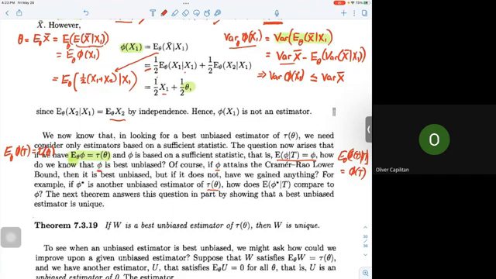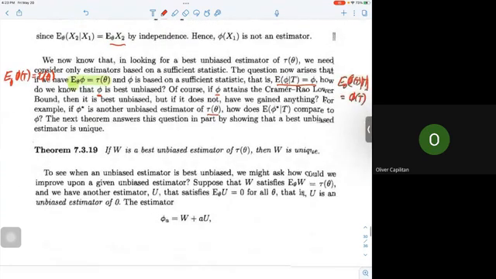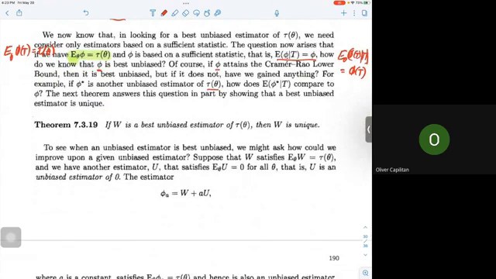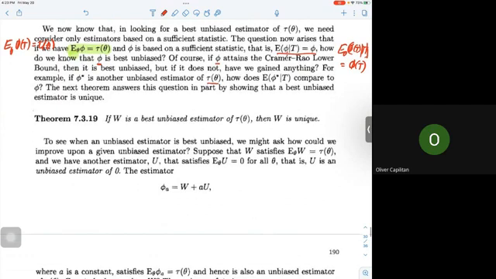So the next theorem answers this question in part by showing that a best unbiased estimator is unique. Okay, so we have here, if W is a best unbiased estimator of the function of the parameter tau of theta, then W is unique. We have this theorem. So to see when an unbiased estimator is best unbiased, we might ask how we could improve upon a given unbiased estimator. Suppose that we have W that satisfies. Okay, so this is an unbiased estimator of the function of the parameter tau of theta.